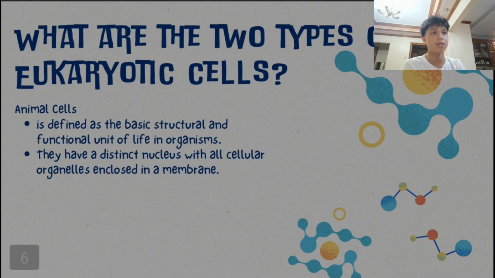Then we have the animal cells. These are defined as the basic structural and functional unit of life in organisms. They have a single nucleus. They have a distinct nucleus with all cellular organelles enclosed in a membrane.